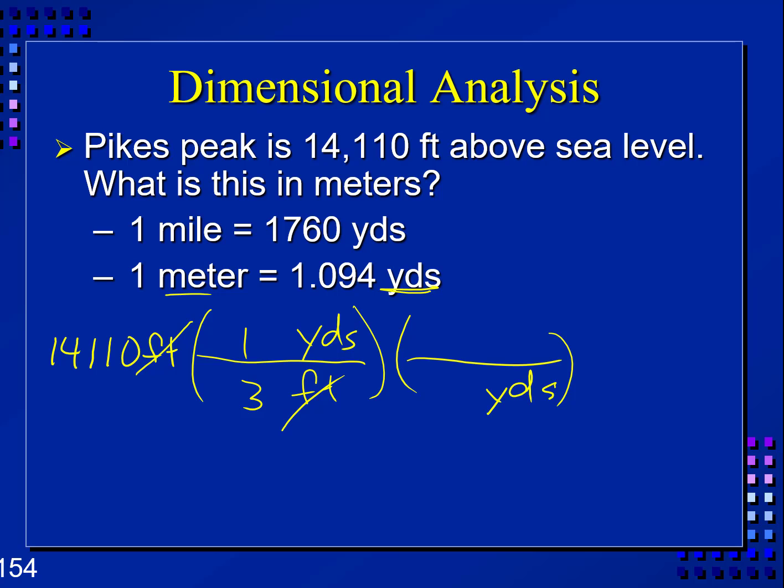What can I turn yards into? I can turn yards into meters. I can turn it into inches, but inches wouldn't get me there. Oh, no, it could. If I turn it to inches, then I could use centimeters. And then centimeters I could turn into meters. We could do it that way. We don't want to because it's a long and complicated way, but it would work. Because I know the inches and centimeters one.